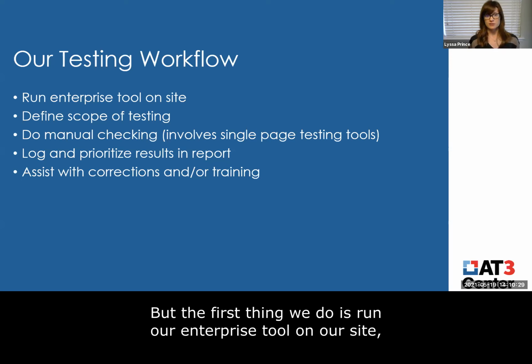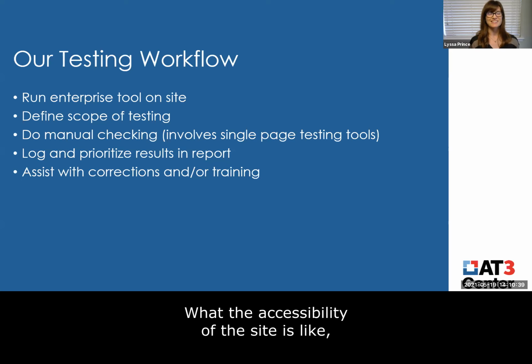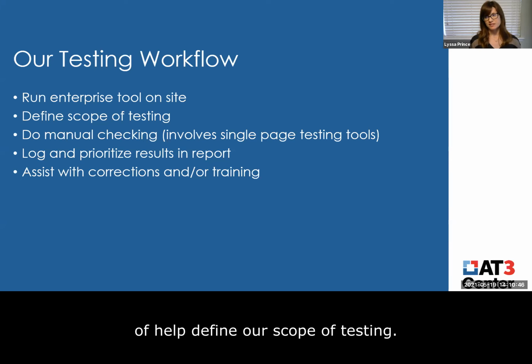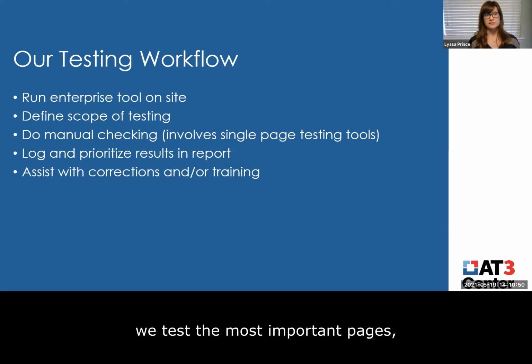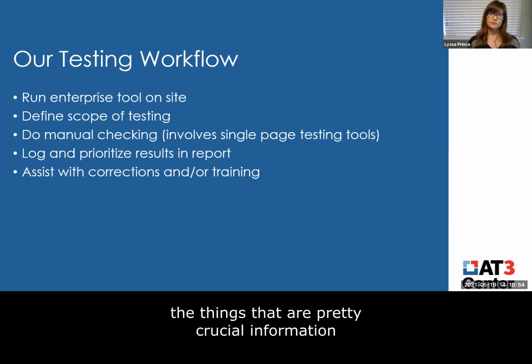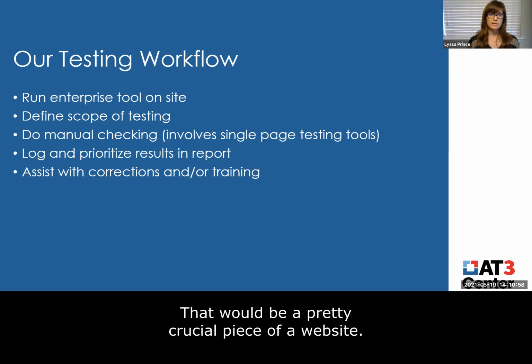But the first thing we do is run our enterprise tool on our site. And we'll use that to get the big picture idea of what that tool is doing. I'm sorry, what the accessibility of the site is like. And then we'll use that information to help define our scope of testing. So we do not test every single page of a website. We test the most important pages, the things that are pretty crucial information, like getting unemployment, for instance. That would be a pretty crucial piece of a website.